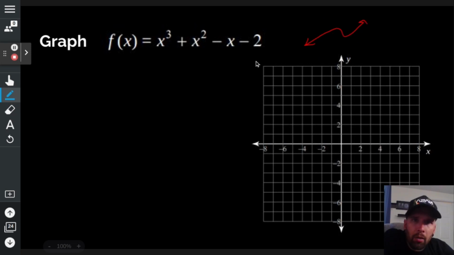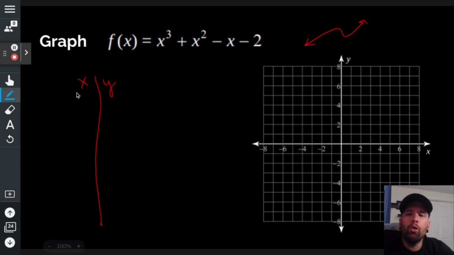Nothing to factor out. Can't do factor by grouping. No zeros in common that I can tell right away. I'm just going to have to do this off the old dome. So what I'm going to do is make an x, y table and include a ton of numbers. It's going to be tedious. That's all right.